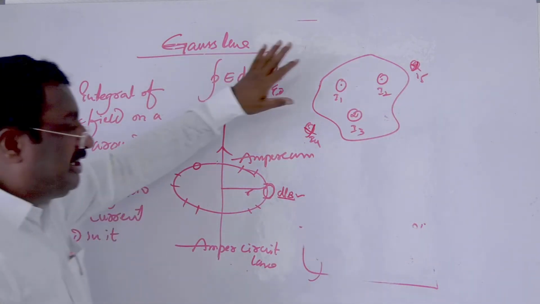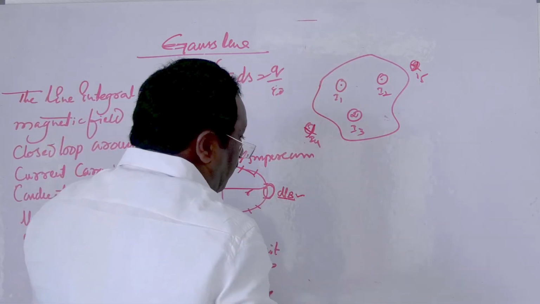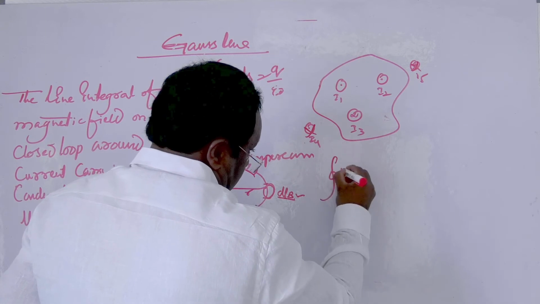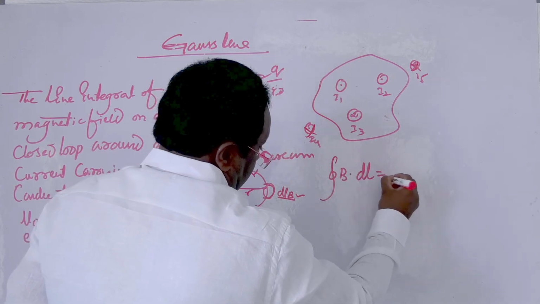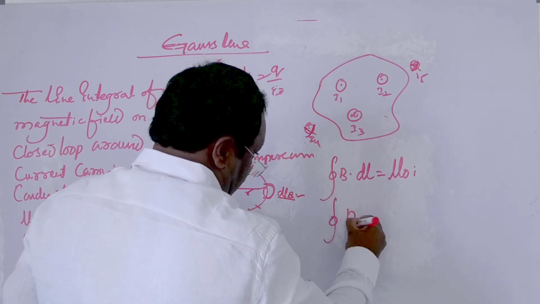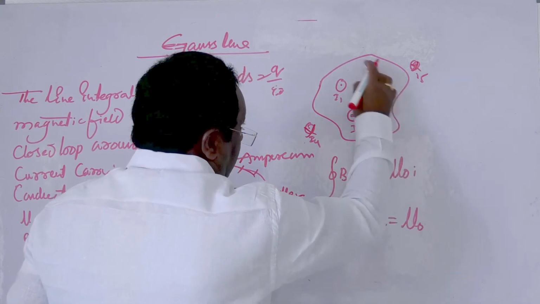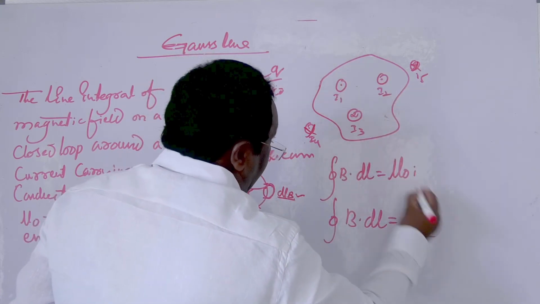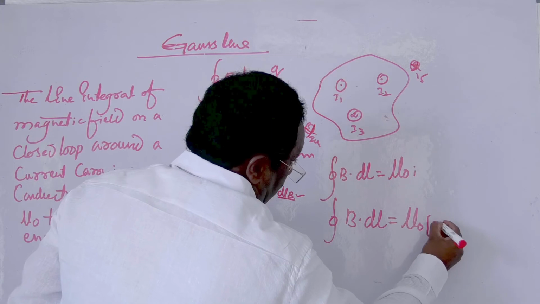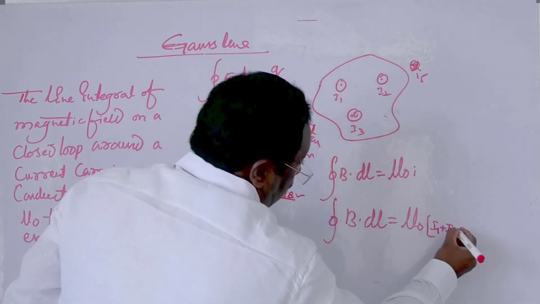So to find the magnetic field on the closed loop, according to Ampere's circuit law, B dl is equal to mu naught into the enclosed current I. How can we write it? I1 plus I2, because both are moving in the same direction, and I3 in the opposite direction.